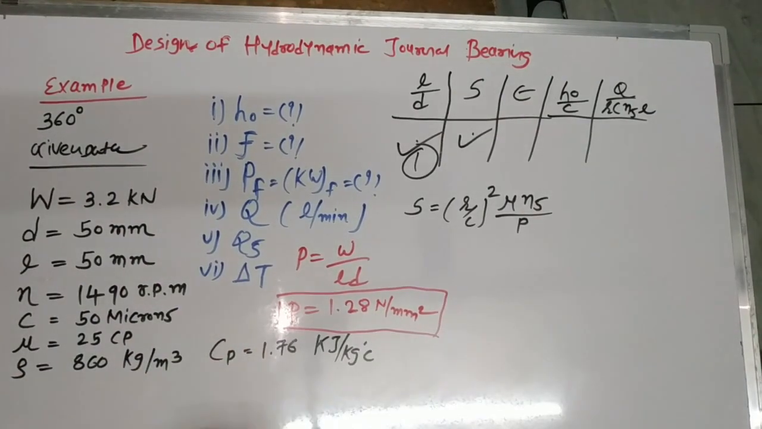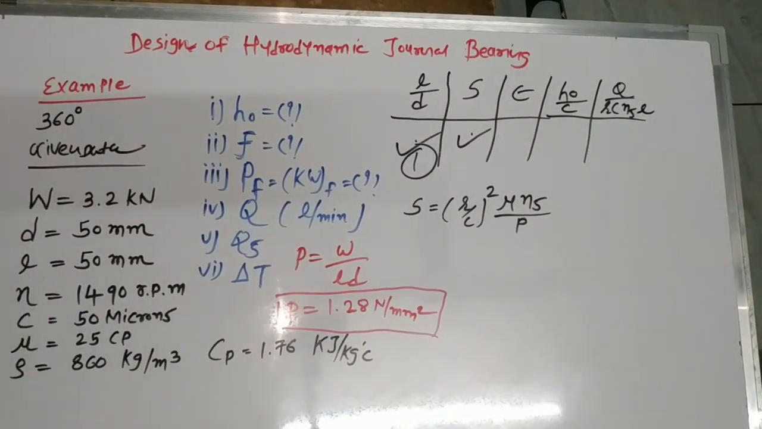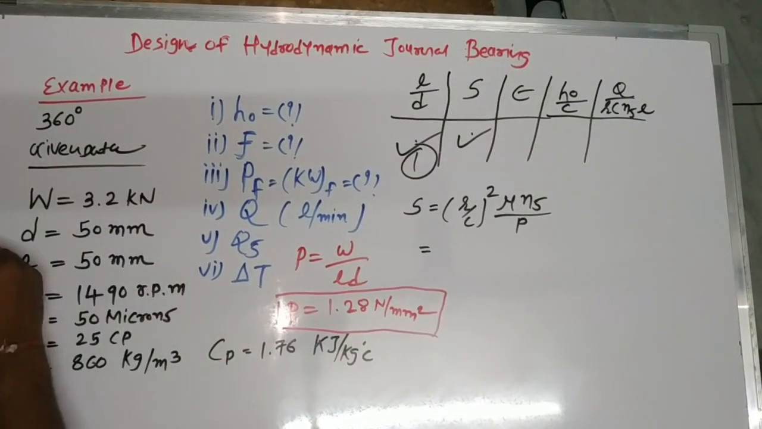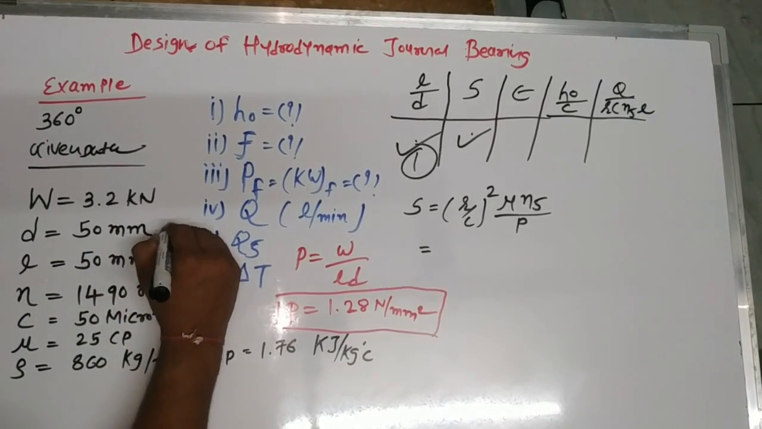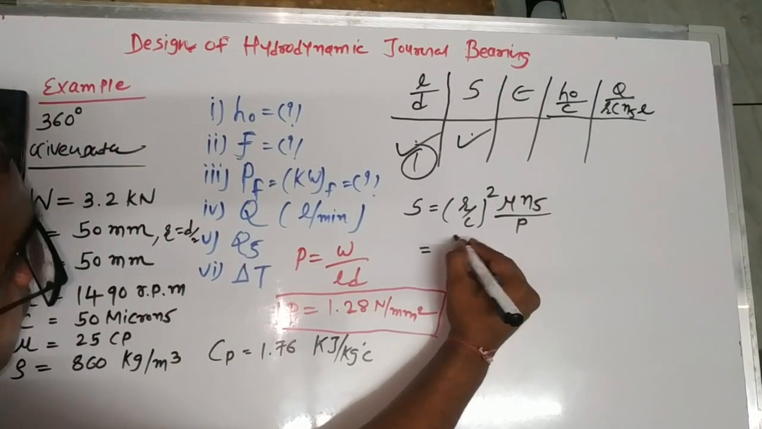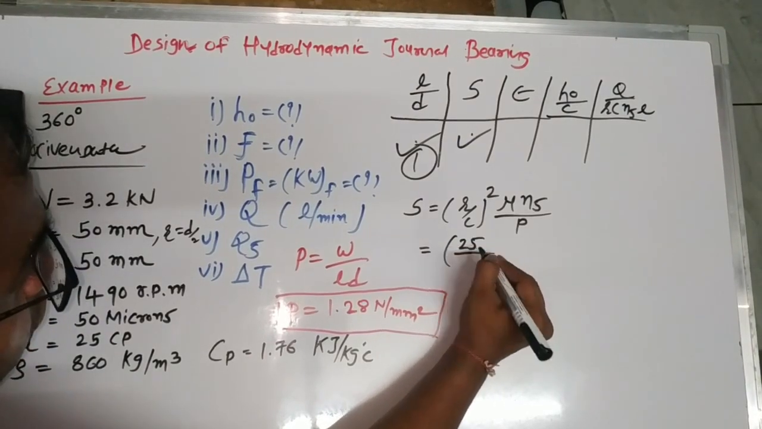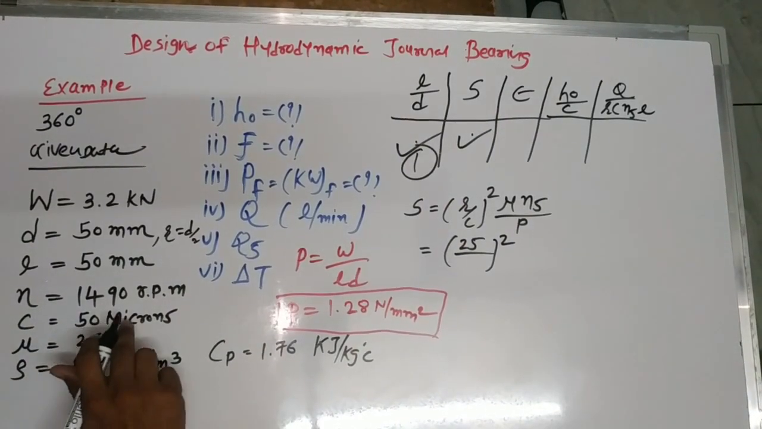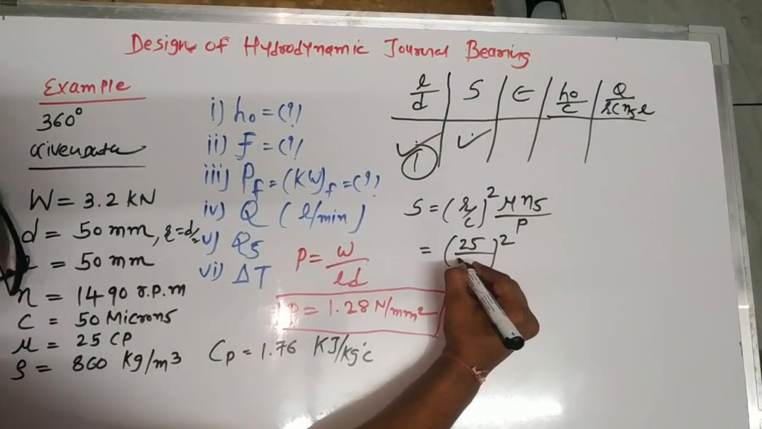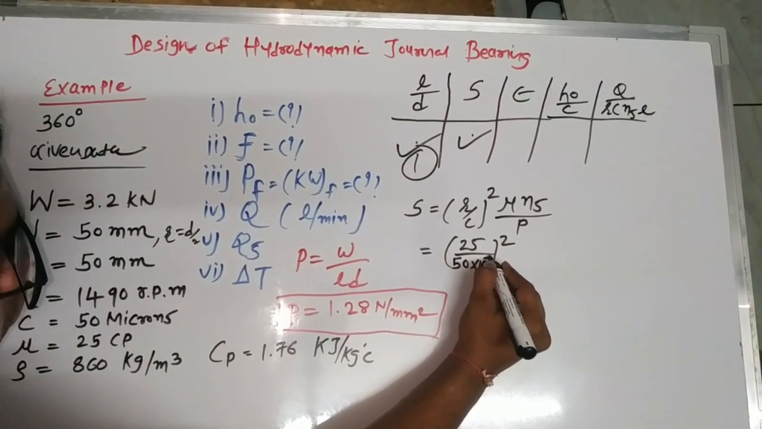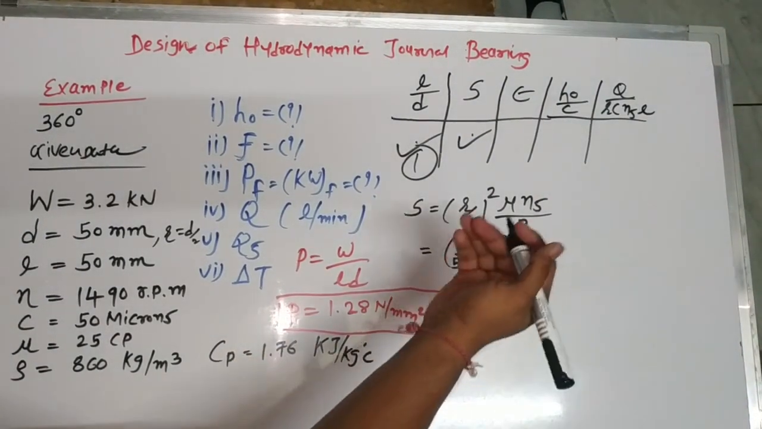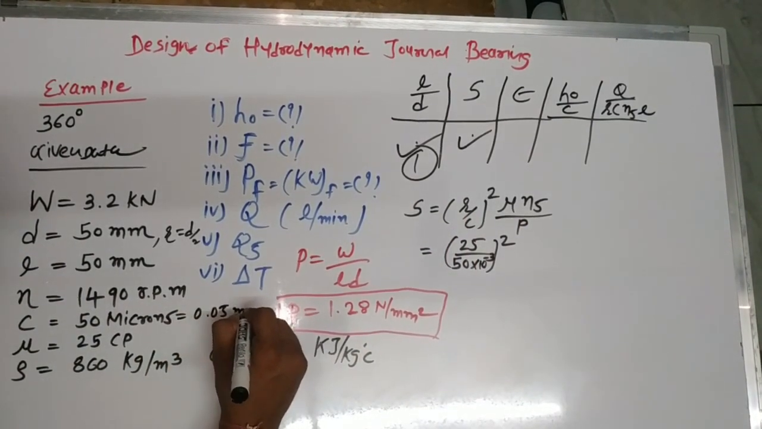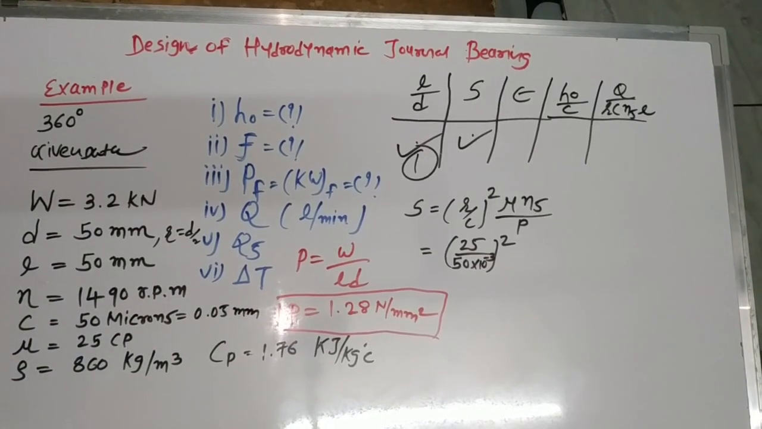Now that we have the bearing pressure, we can get all the data. D is 50 mm, so R is what? R equal to D by 2, so it will become 25, right? So 25 is your R. C is given as 15 microns, so if you convert it into mm, multiplying by 10 raised to minus 3, your answer will become 0.05 mm.